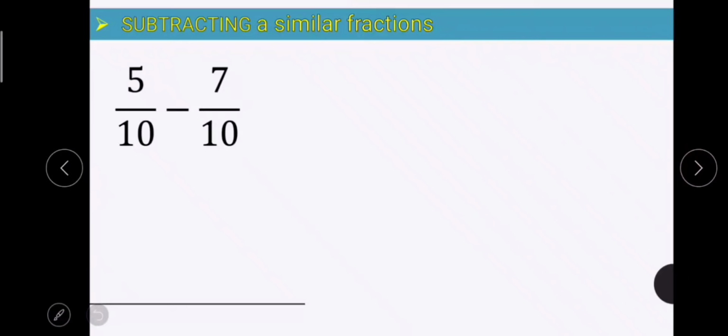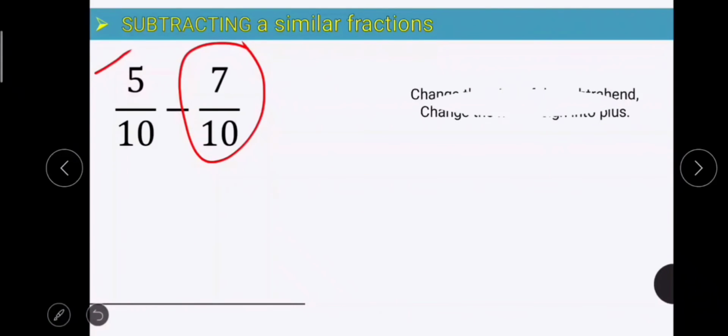So next we have 5 over 10 minus 7 over 10. In this case, our subtrahend, 7 over 10, is greater than the other number. So we need to change the sign of the subtrahend into the opposite sign and change the minus sign into plus sign. So how to do this?